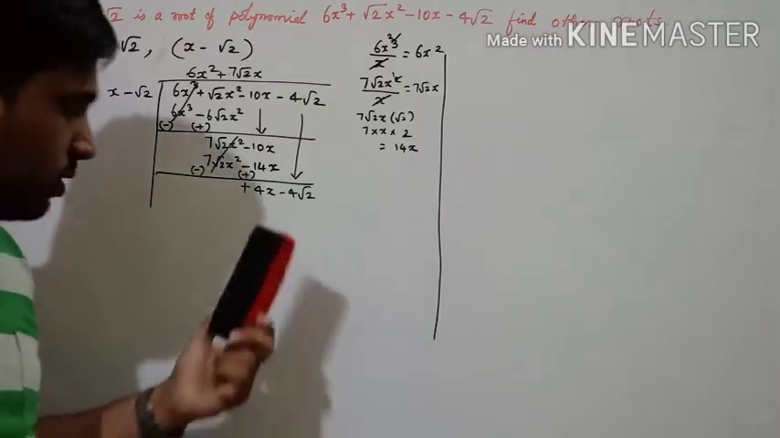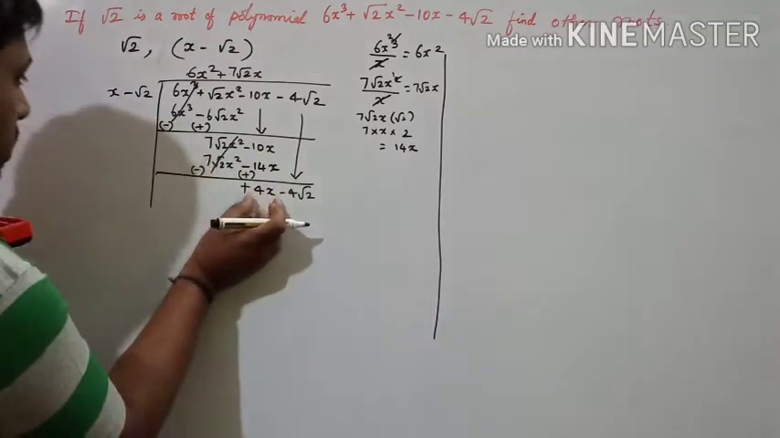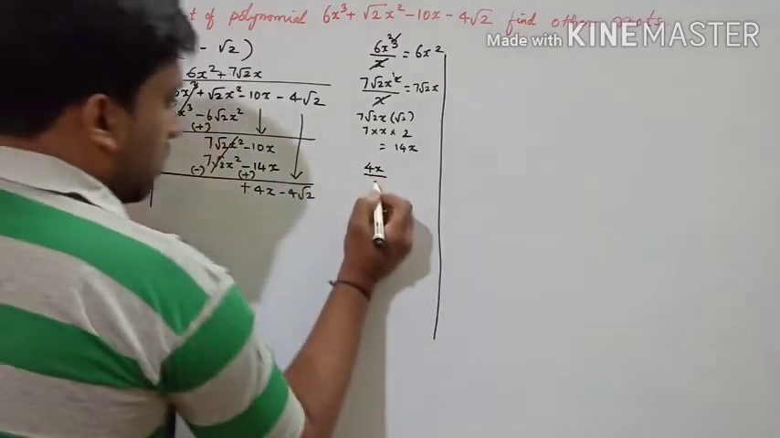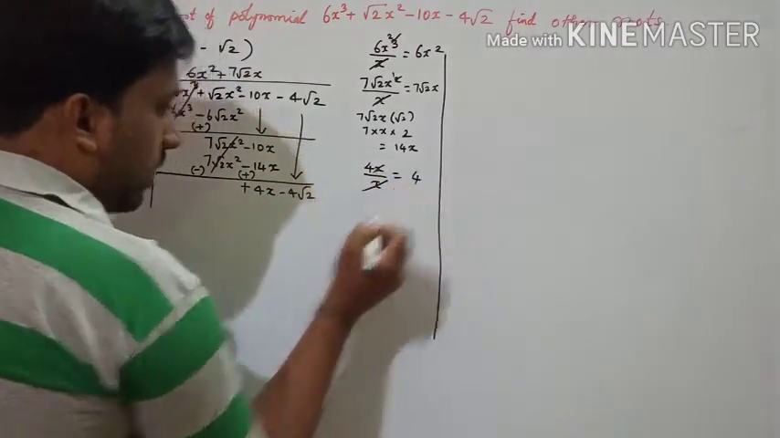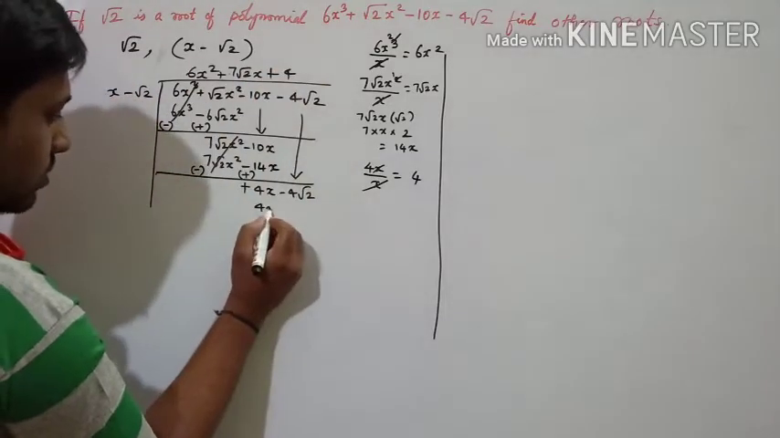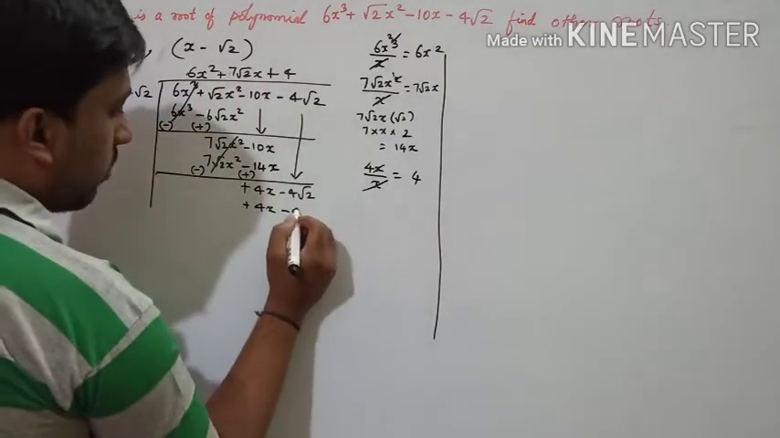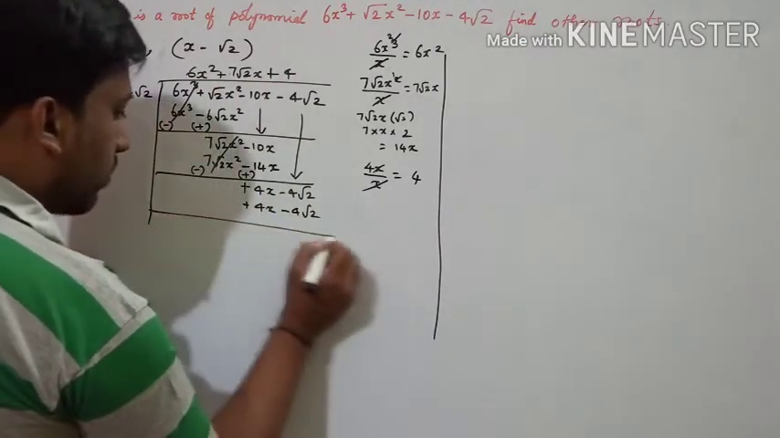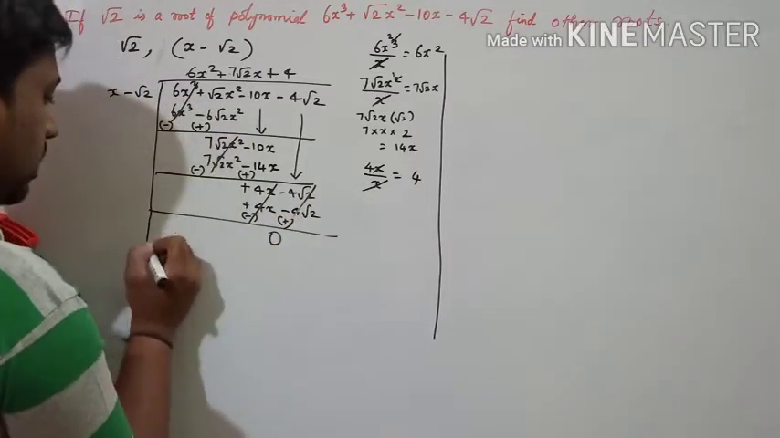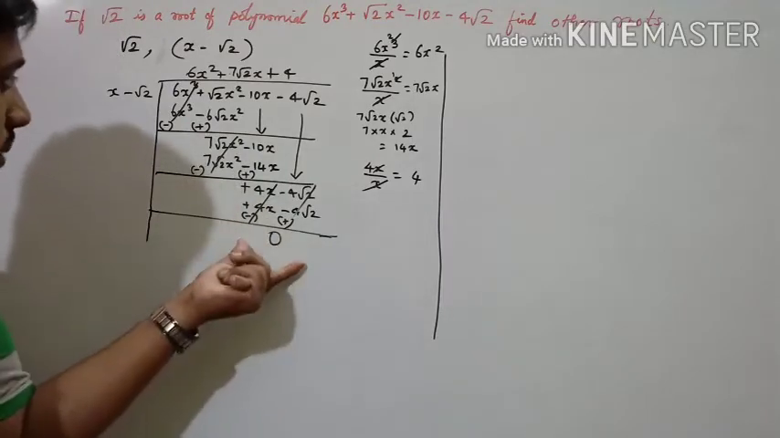Now what I am going to do, this 4x minus 4 root 2, again we are going to consider this one. The first term 4x, I'll be dividing by x, that is 4x by x. So x cancels, I will be getting 4. So plus 4 I will be writing here, plus 4 into x is plus 4x, plus into minus is minus, 4 into root 2 is 4 root 2. If I subtract, what happens? Both get cancelled and I will be getting the remainder as 0. Understood? Yes, I got the remainder as 0.